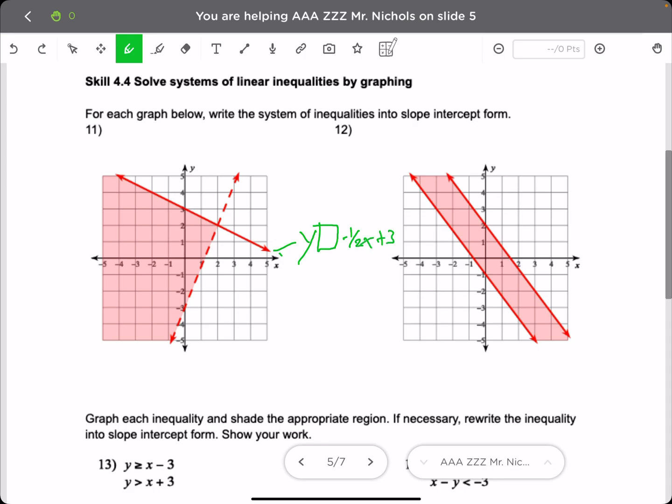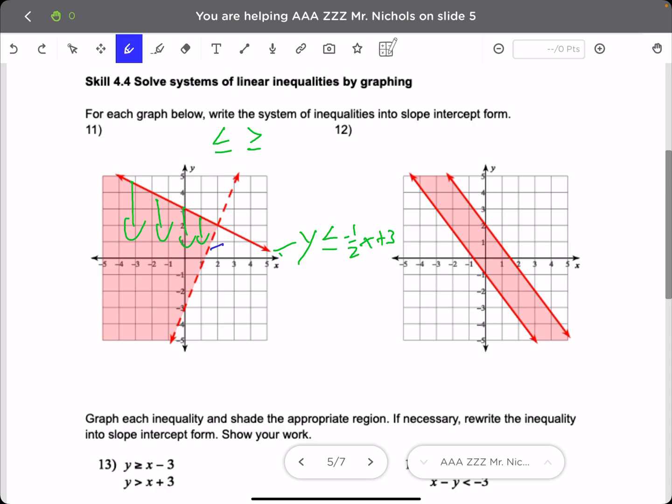Now in this case, I have a solid line, which means that I'm either going to use the less than or equal to or the greater than or equal to. And I'm shading below the line here, right? And so this is going to become y is less than or equal to negative 1/2 x plus 3. And I'm going to rewrite this negative 1/2 so that it's legible, 1/2 x plus 3. Now we'll do the next equation. We'll do it in blue.